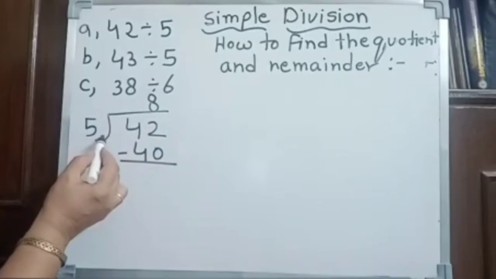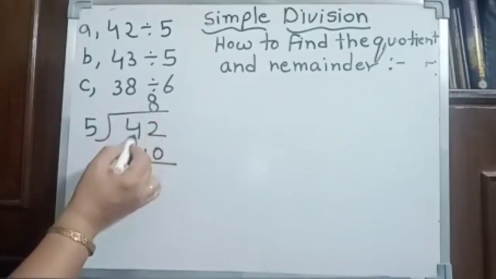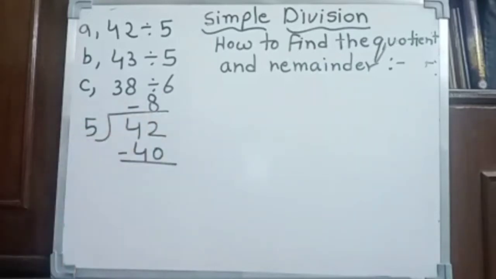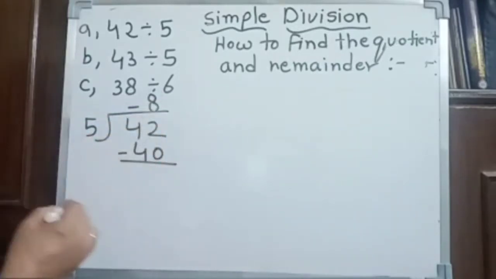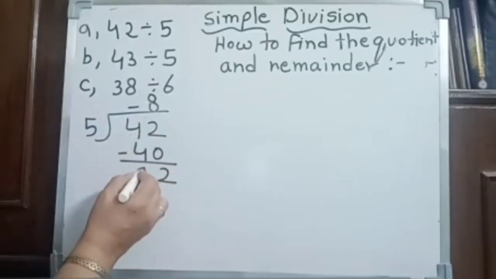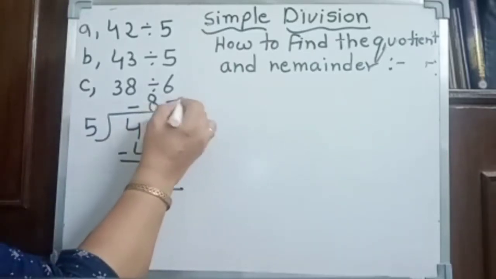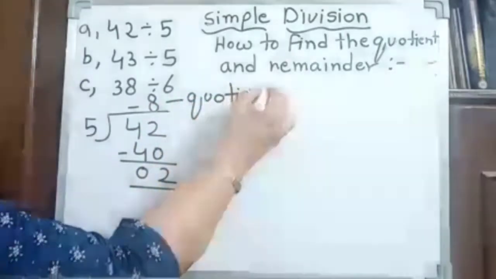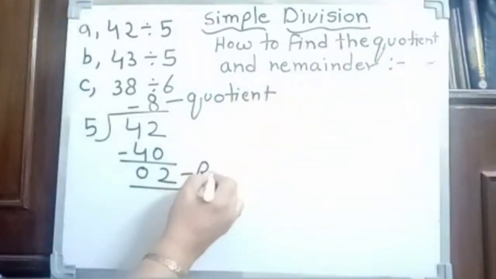So we have done the division like that. This place is empty. You put the 8 here. 5 eights are 40. Now 2 minus 0, 2. So here we have no number. So this is the quotient, and this is the remainder.